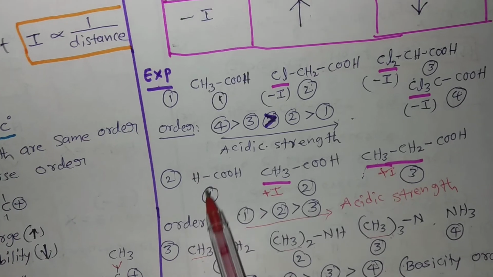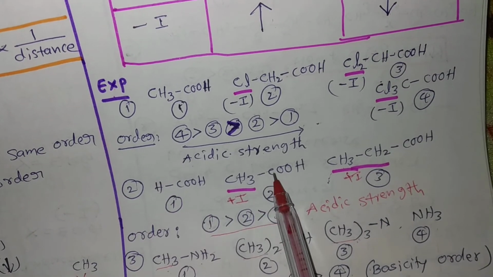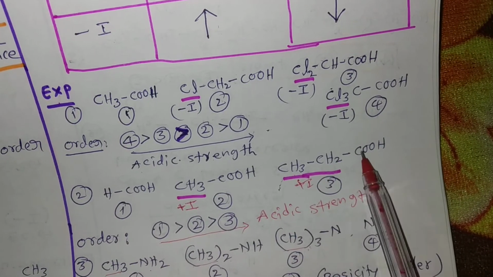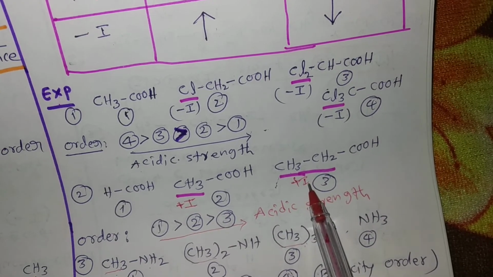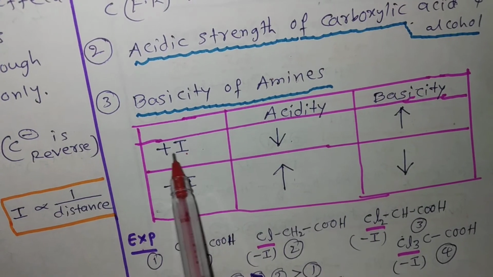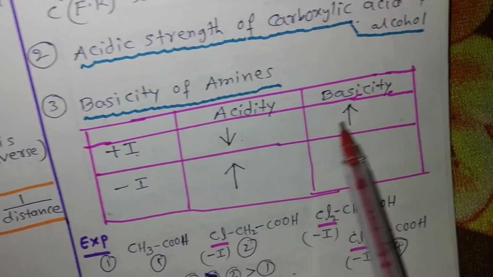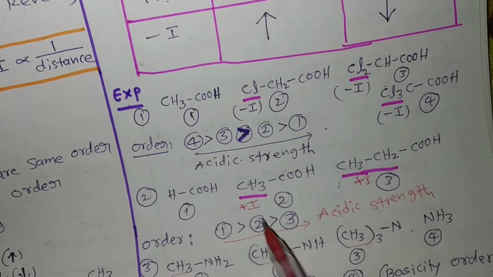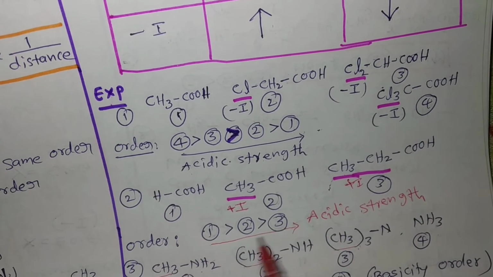Second one: HCOOH, CH3COOH, where CH3 is plus I, CH3CH2COOH, where CH3CH2 is also plus I. So with plus I groups, acidic strength decreases and basicity increases. Now here the acidic strength is in decreasing order.